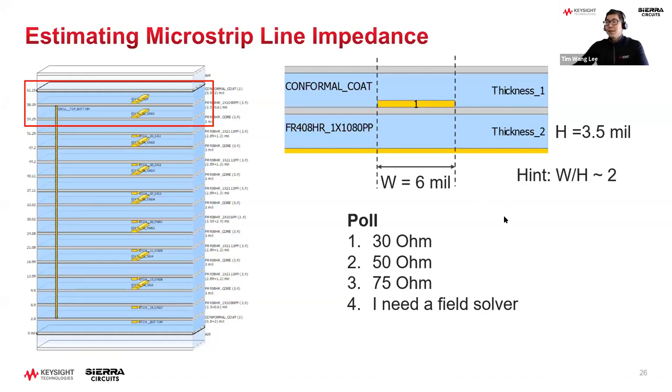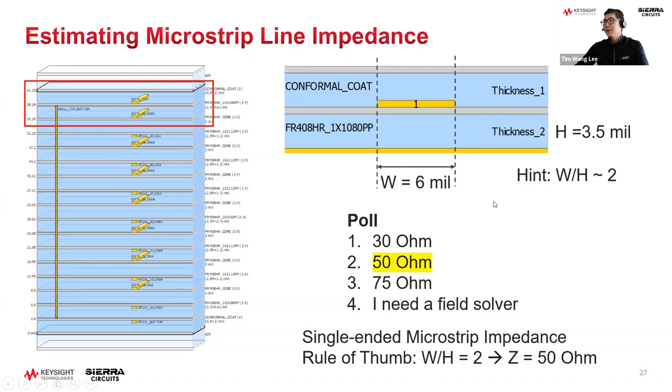We're going to review the answer. Drum roll, please. The answer is about 50 ohms. So here, the single-ended microstrip impedance. The rule of thumb is, if the width over height is about 2, the impedance is going to be about 50 ohms. So if I do a quick math here, right now, the width over height is about 1.7, which I'm going to call close to 2, so it's 50 ohms.